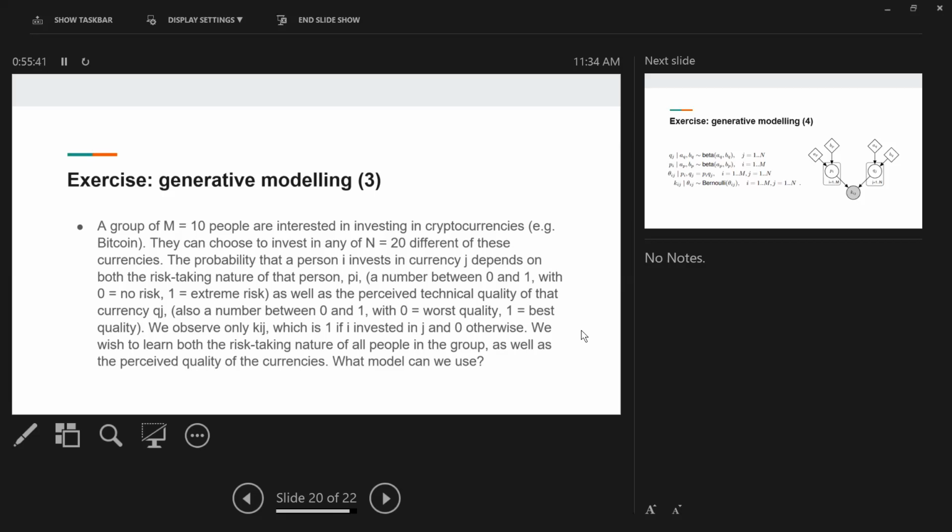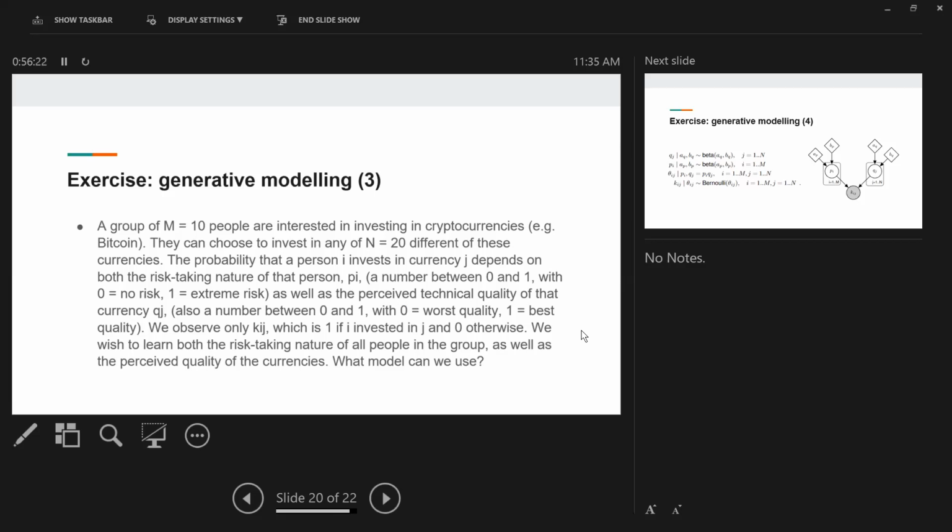I think you're one step too far. How can we make a probability from P and Q? P and Q are both probabilities, both between 0 and 1. No, not really. We have a probability that someone invests, and we have a number that is the risk taking, so the probability that someone takes the risk and invests, and we have the probability of the technical quality. But we want to combine those to one probability.